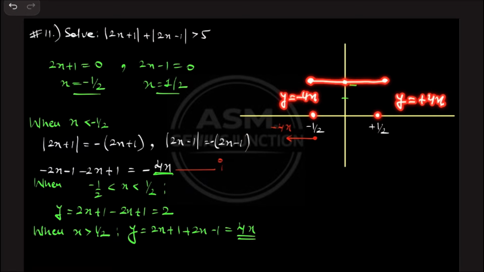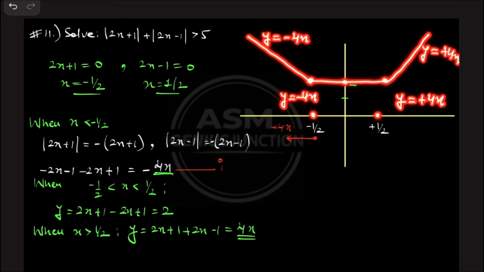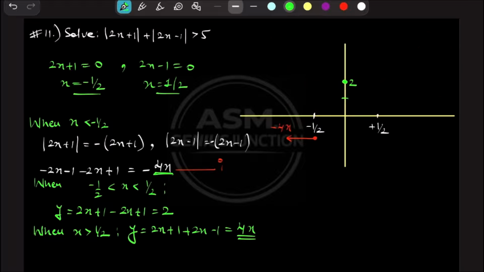Okay, so my graph is going to appear like this: this particular line is y equals minus 4x, and this particular line is representing y equals plus 4x, right? So let's quickly complete the graph of this given question. So this is your y equals 2 between plus and minus 1 by 2 on the x axis. After that the graph goes like this on both the sides. Okay, now comes a very important part. Let's understand this.